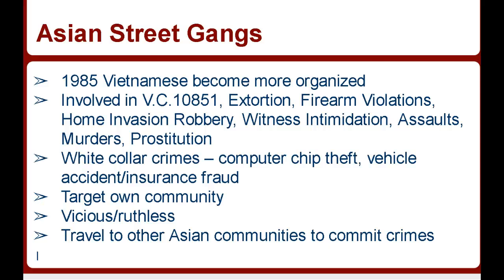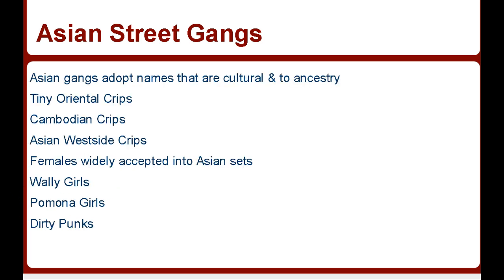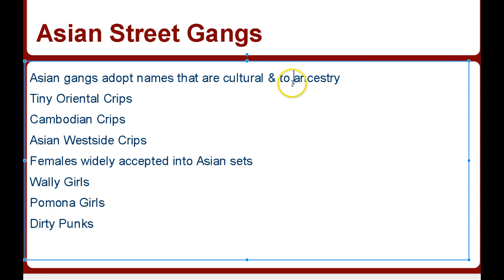So, unlike at the time a lot of your Hispanic and African American gangs, most of your Asian groups are Laotian, Cambodian, and Vietnamese. But a couple names: you had the Street Killer Boys, Tiny Rascal Gangsters, Black Dragons, and the Natoma Boys. These are pretty much up in the LA area here. Asian gangs will adopt names that relate to their cultural and to their ethnic ancestry. So, case in point, you'll have Tiny Oriental Crips, your Cambodian Crips, Asian West Side.